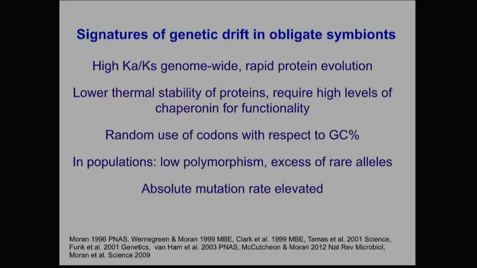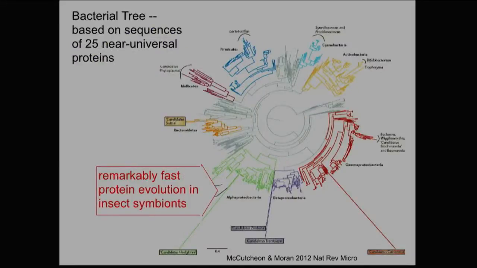There's random use of codons with respect to GC content, so this is an indicator that weak selection is not very effective in these. In most bacteria, there's adaptive codon bias in many genes. Within populations, there's low polymorphism and an excess of rare alleles, so the patterns you'd expect if you're having slightly deleterious mutations being fixed. And the absolute mutation rate, in Buchnera we have one pretty good measure of the absolute mutation rate per generation per unit time, and it is elevated over what it is in other bacteria in that group. So here are some of the references. It's based on just a bunch of studies. There's this sort of syndrome, and a lot of things fit with it.